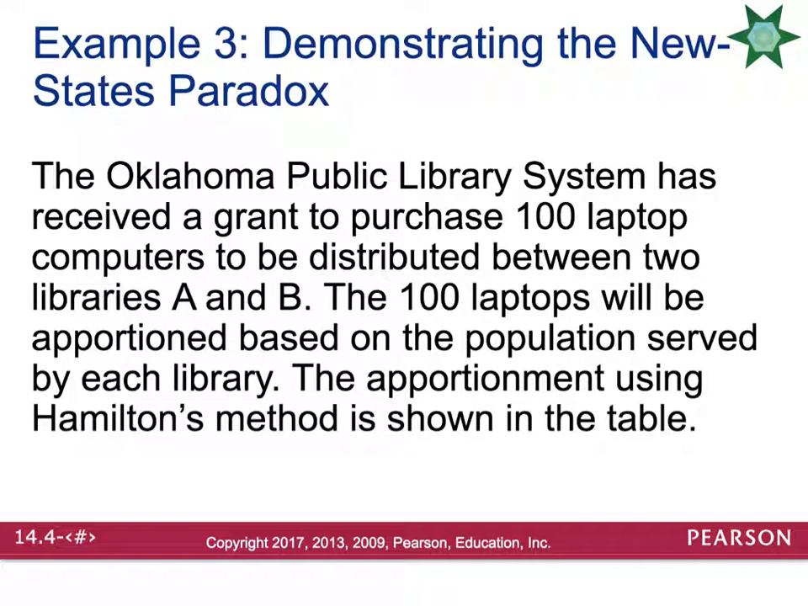Okay, so let's check out a new state's paradox. The Oklahoma Public Library System has received a grant to purchase 100 laptop computers to be distributed between libraries A and B. The 100 laptops will be apportioned based on the population served by each library. The apportionment using Hamilton's method is shown in the table.